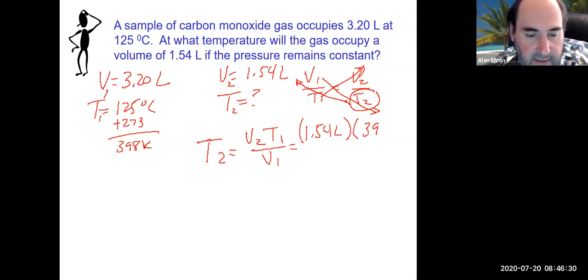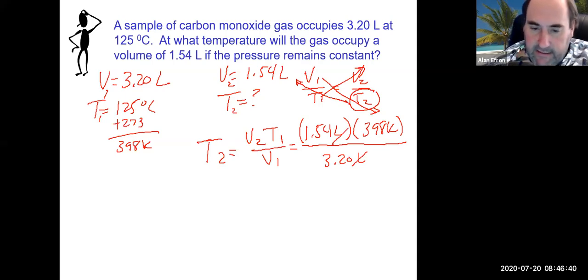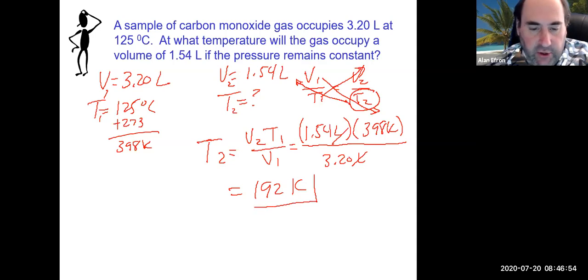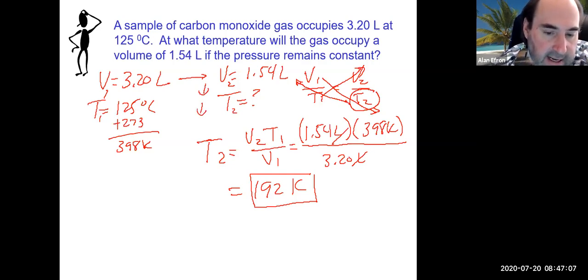So for T1 here, we do want to use our Kelvin, and our V1 is 3.20 liters. The liters will cancel, giving us about 192 in terms of our temperature. Here we see that our volume went down, and that means our temperature should go down as well, and it did. And if we wanted Celsius, we would subtract 273 from it, which would give us a negative number in this case. Any questions on that?